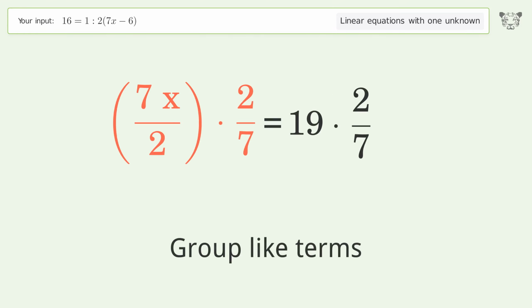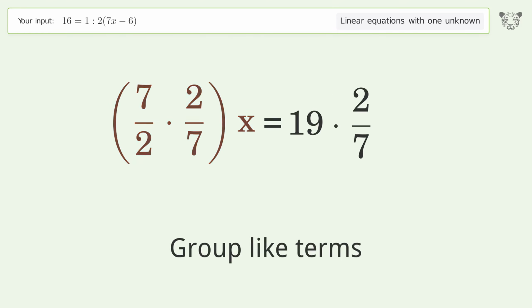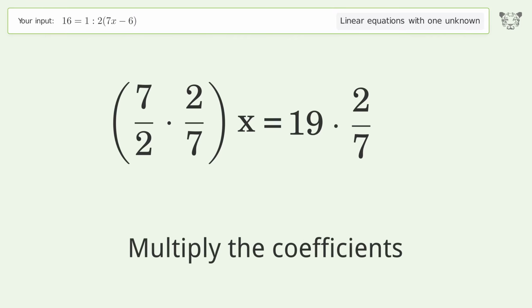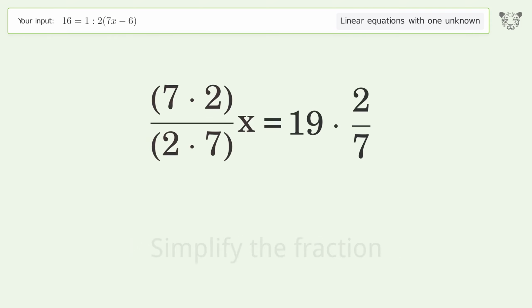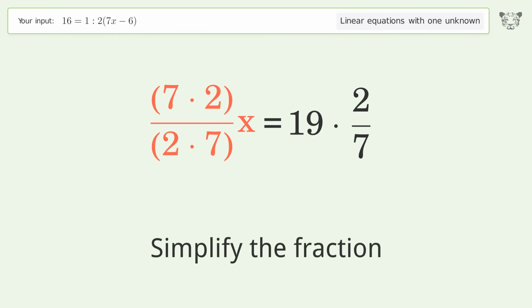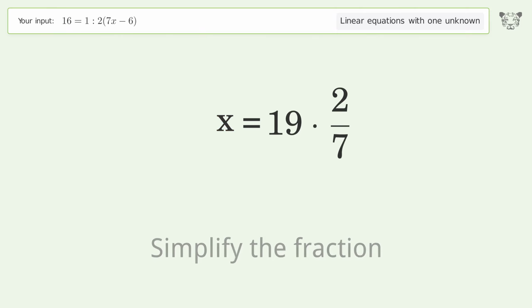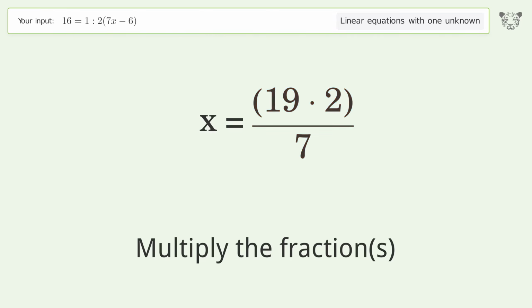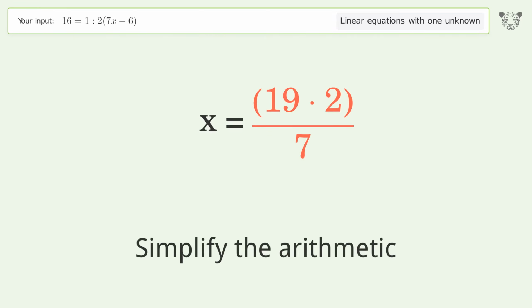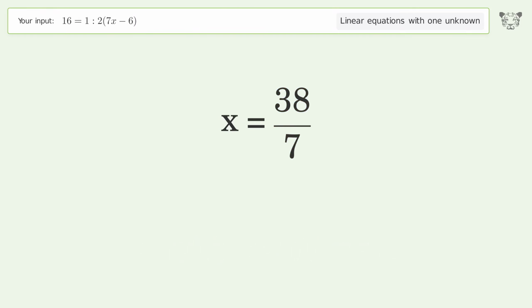Group like terms. Multiply the coefficients. Simplify the fraction. Multiply the fractions. Simplify the arithmetic. And so the final result is x equals 38/7.